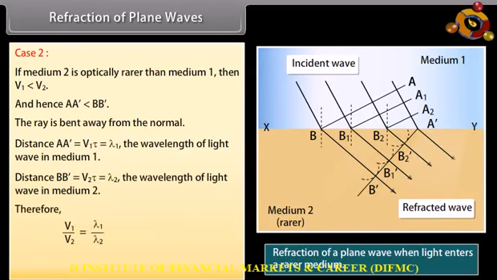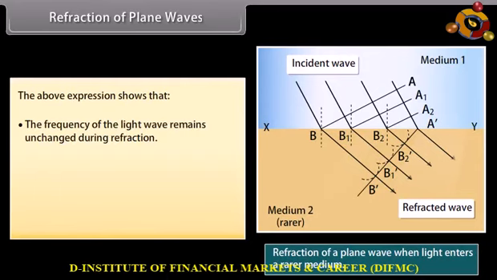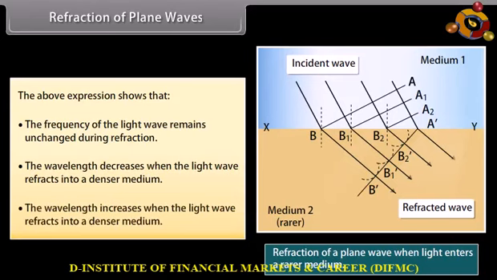Therefore, V1 by V2 is equal to lambda 1 by lambda 2, or it can be written as V1 by lambda 1 is equal to V2 by lambda 2 is equal to nu. The above expression shows that the frequency of the light wave remains unchanged during refraction. The wavelength decreases when the light wave refracts into a denser medium and the wavelength increases when the light wave refracts into a rarer medium.